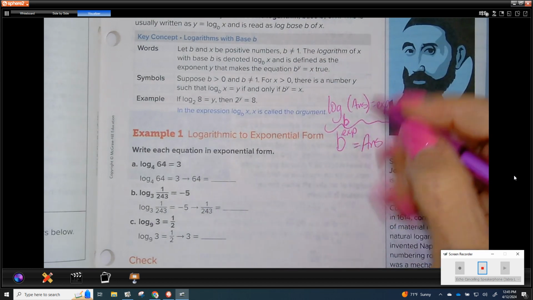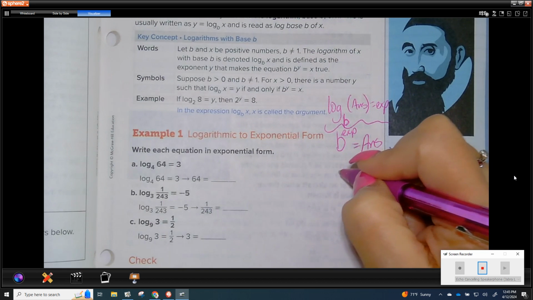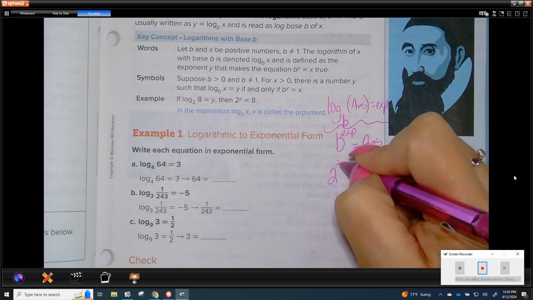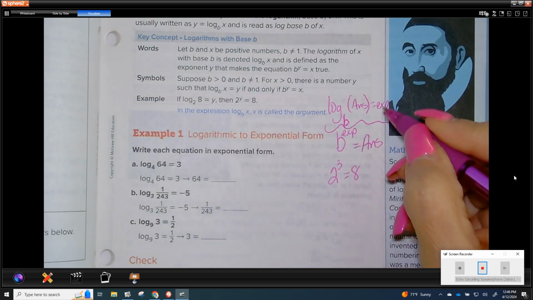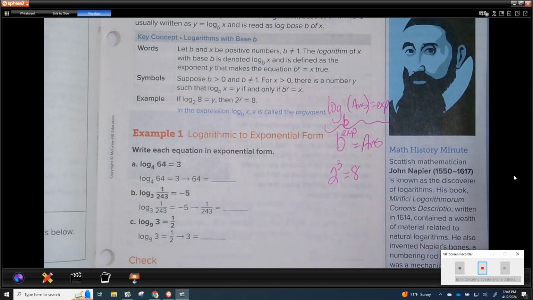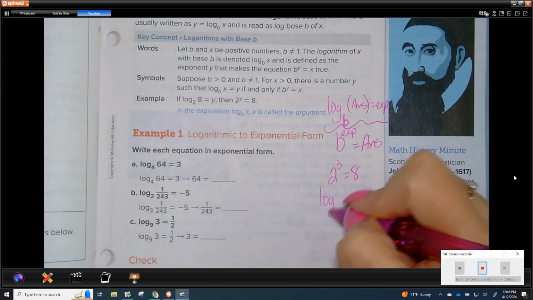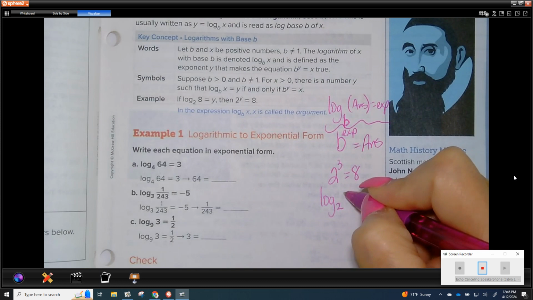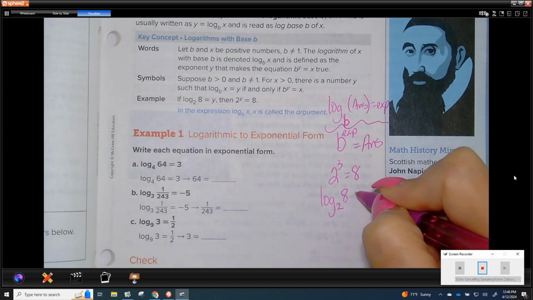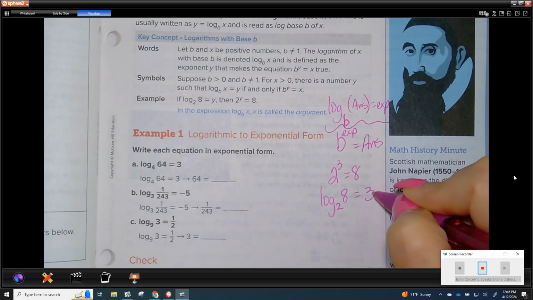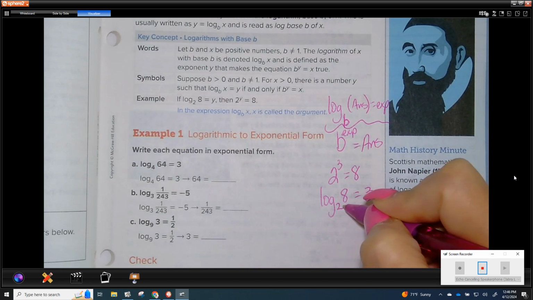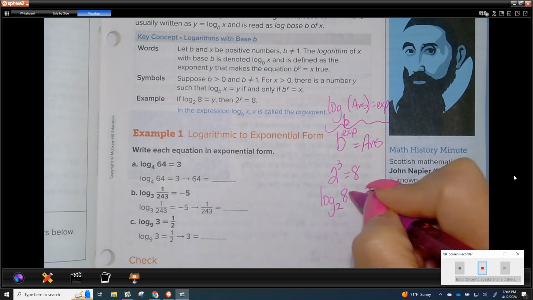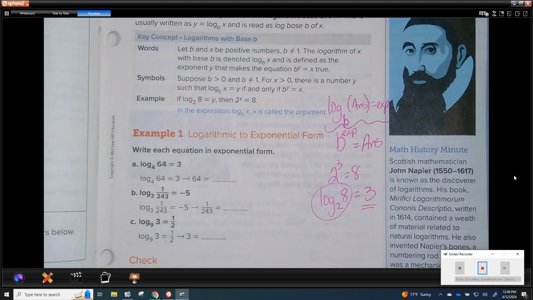So for example, if I have 2 to the 3 equals 8, well, that's kind of the one they did. This is log base 2 of 8 equals 3. Exponent's all by itself. The base is down on the bottom. So if you put this in the calculator, you will get 3.